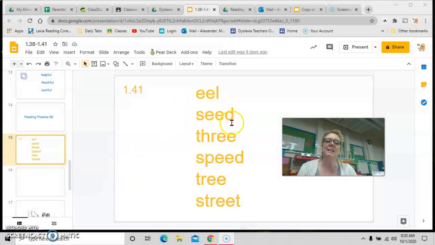Eel, seed, three, speed, tree, street. What do you see in those words? You heard the long E sound, but what do you see? That's right, you see two E's next to each other. Is it always in the same place of the word? Is it always in the beginning, or the middle, or the end? Well, sometimes it's in the initial position, sometimes it's in the medial position, sometimes it's in the final position. It doesn't matter, but two E's together look like they're saying E.